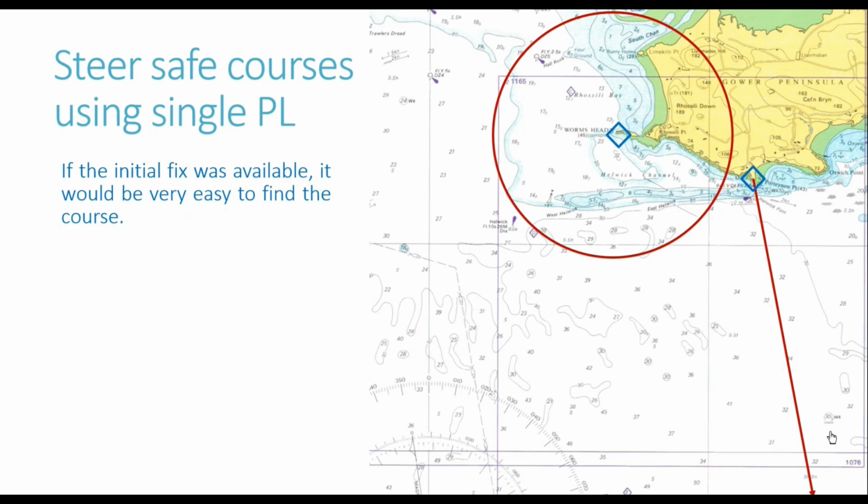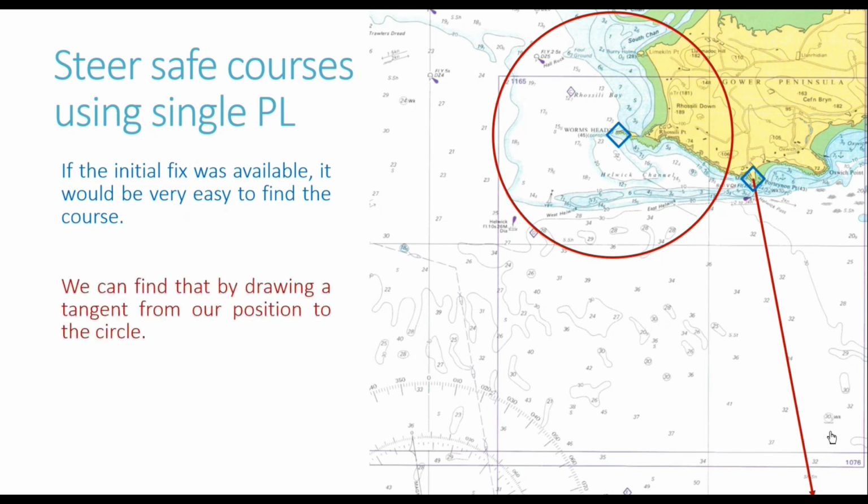Now you see in this scenario, if the initial position was given to us, it would be very easy for us to find the course. We can easily find what should be a safe course to steer by drawing a tangent from our given position to this safe distance circle. Let me show you how.